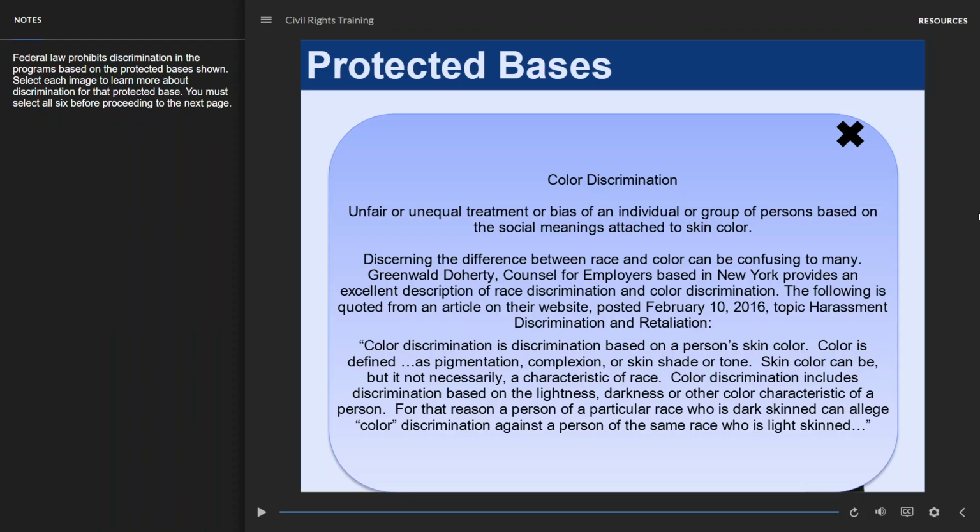Color discrimination is discrimination based on a person's skin color. Color is defined as pigmentation, complexion, or skin shade or tone. Skin color can be, but is not necessarily, a characteristic of race. Color discrimination includes discrimination based on the lightness, darkness, or other color characteristic of a person. For that reason, a person of a particular race who is dark-skinned can allege color discrimination against a person of the same race who is light-skinned.